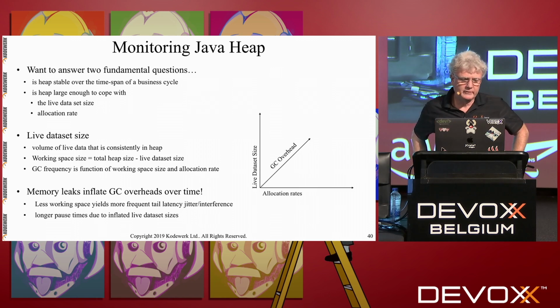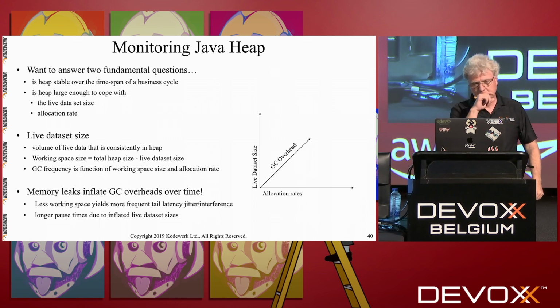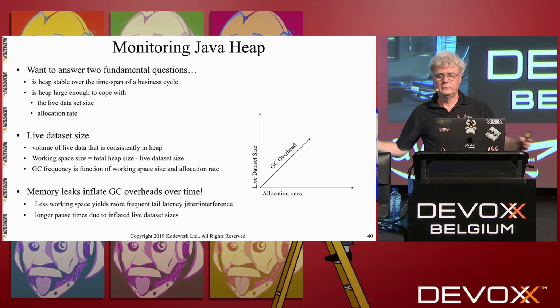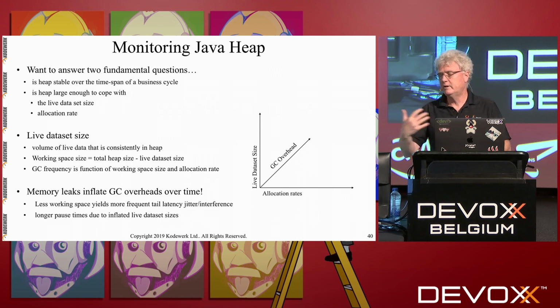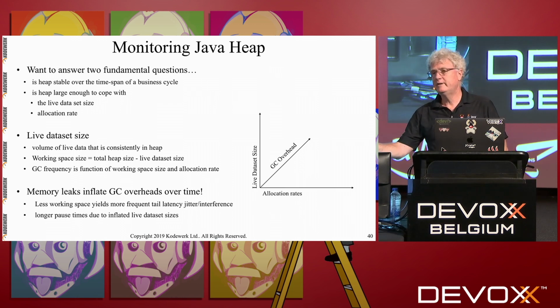What we want to do, first off, is monitor Java Heap, and answer two fundamental questions. The first one: is the heap stable over some period of time, generally a business cycle? Generally, business cycles run 7 days, but I've had business cycles run 9 days, so we'll monitor for 9 days and watch what's going on. It depends on your business. The second: is the heap large enough to cope with the live data set size, and in particular the amount of work you're asking the JVM or your application to do? But also, is it large enough to deal with the allocation rate?